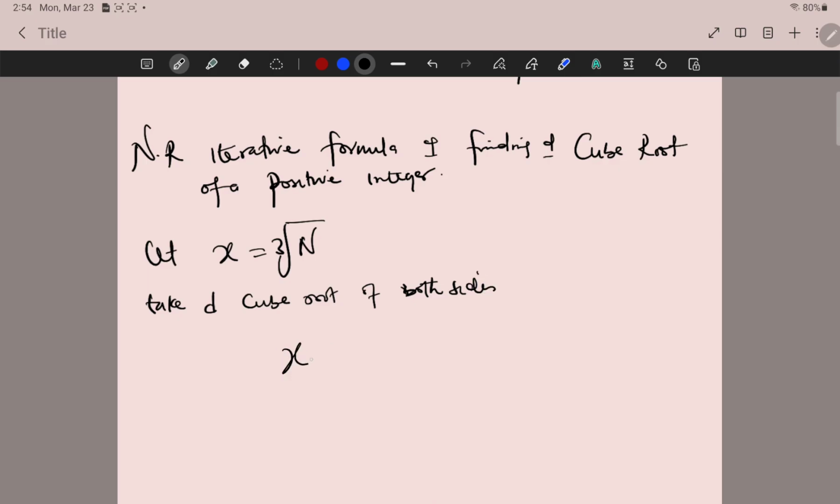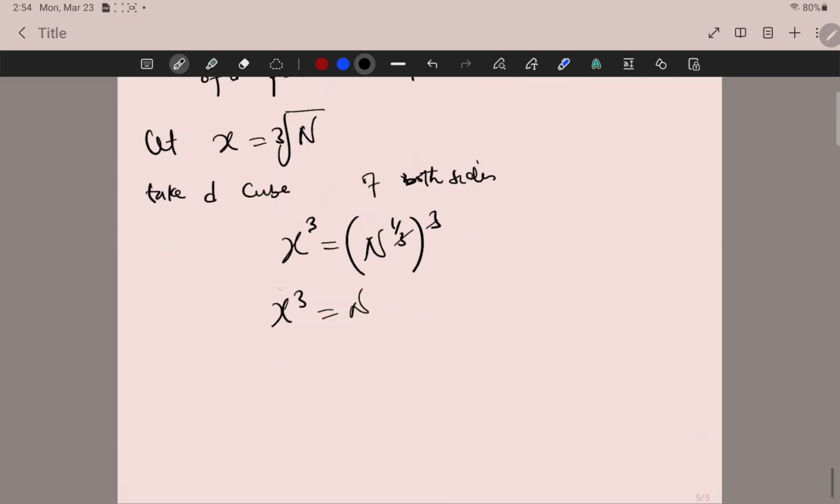Take the cube of both sides: x equals n raised to the power 1 over 3, so x to the power of 3 is equal to n. So we have x to the power of 3 minus n is equal to 0. You are turning it into an equation here, right?